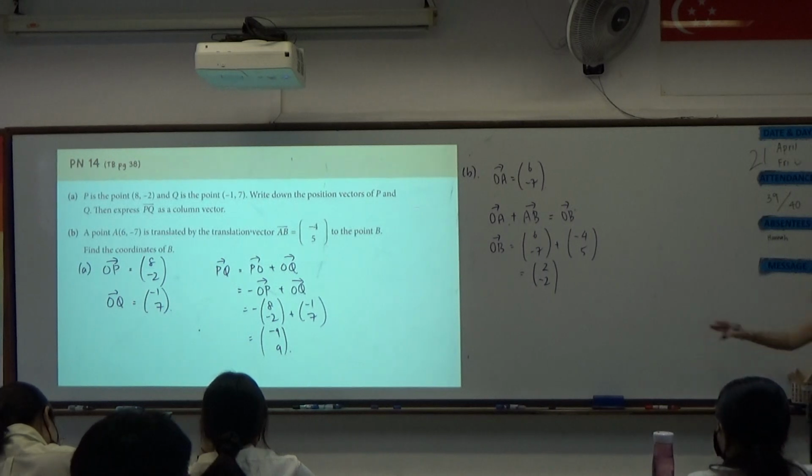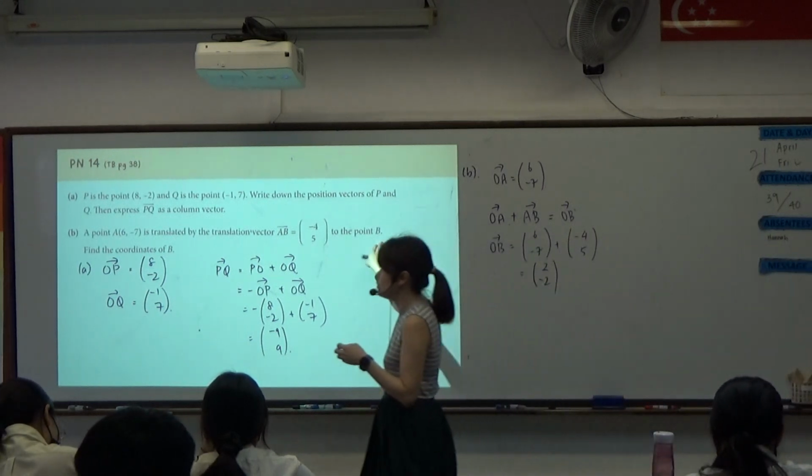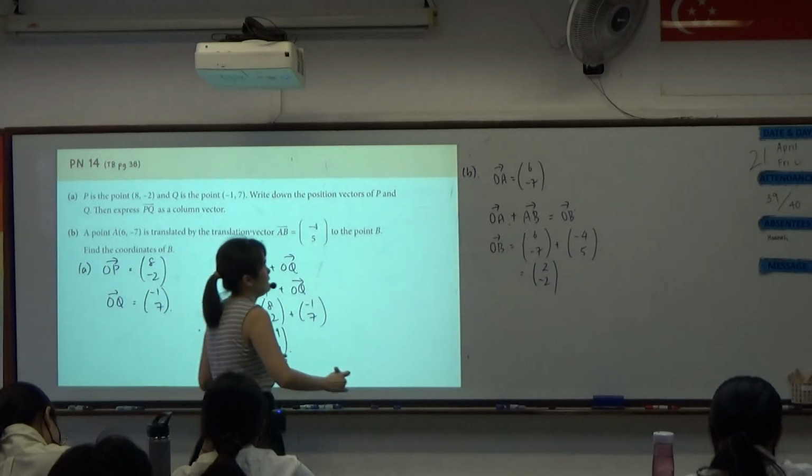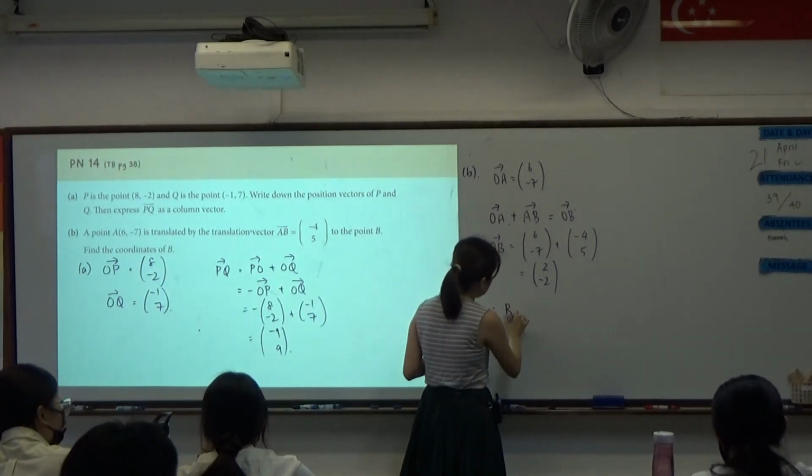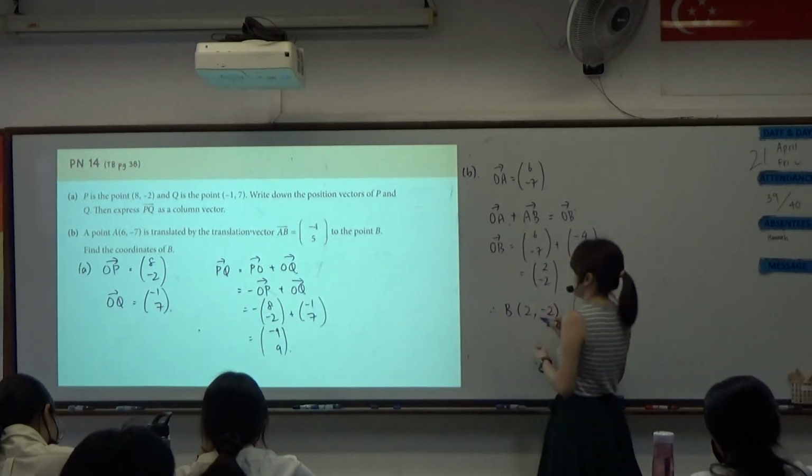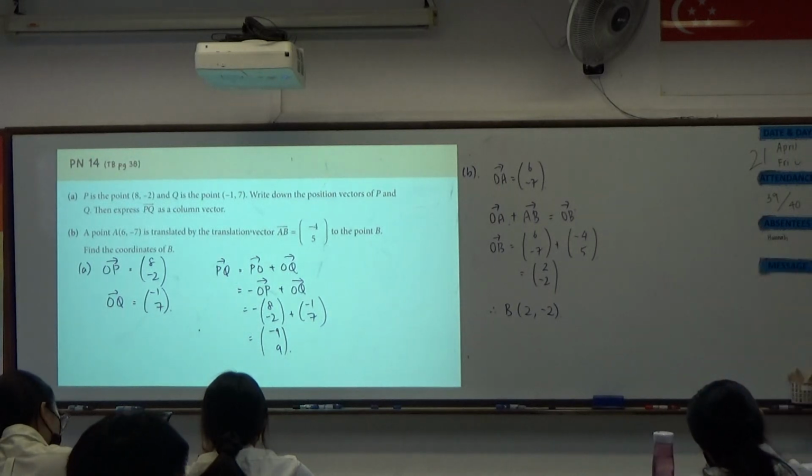Okay, but this is the position vector. The question wants us to find the coordinates of B. So the coordinates of B need to be written clearly in coordinate form, so (2, -2).